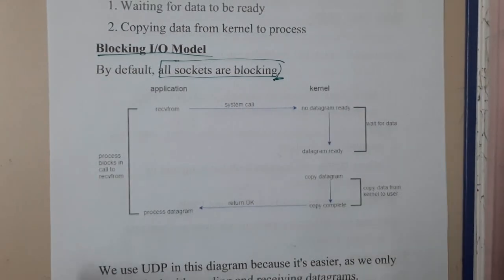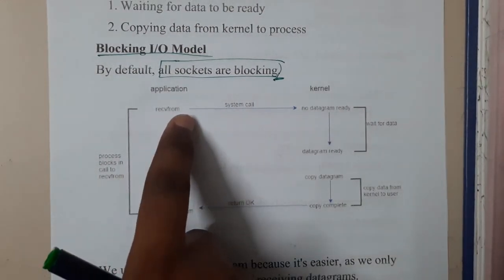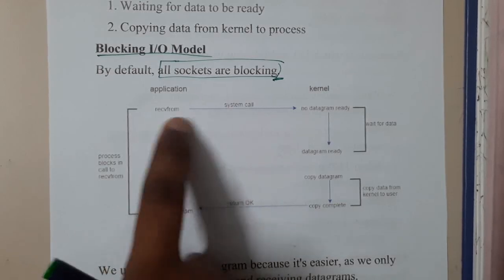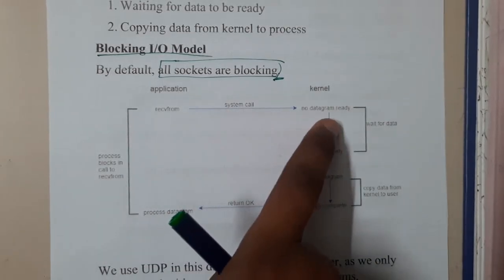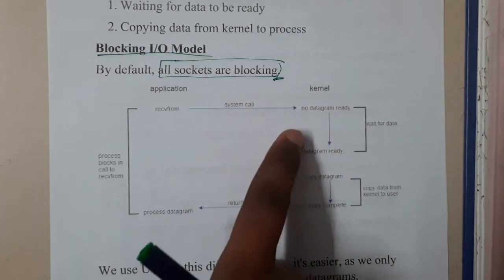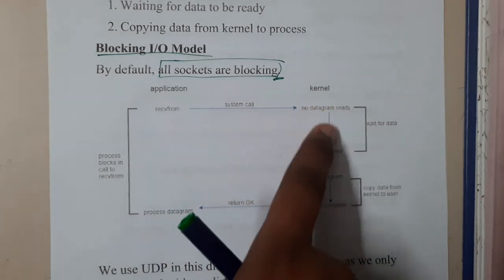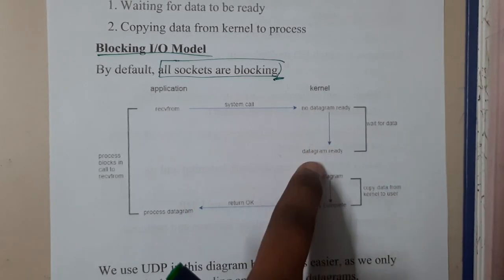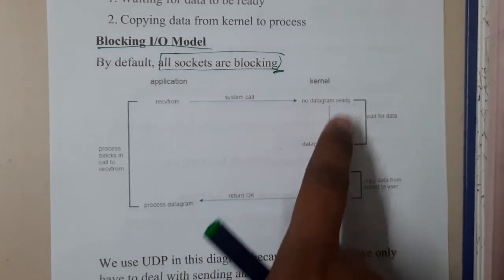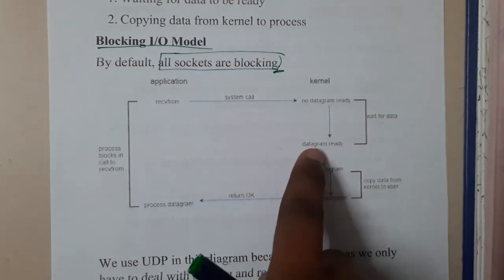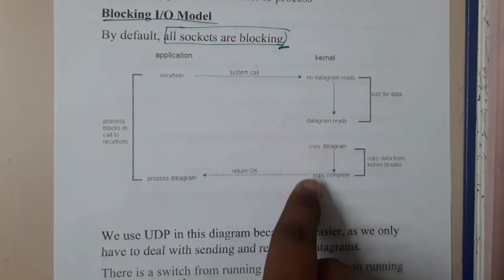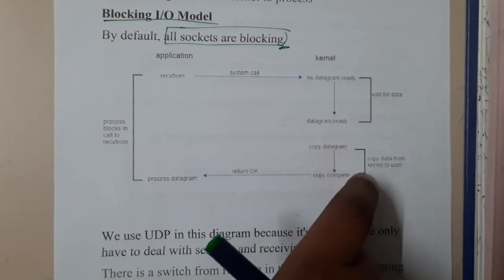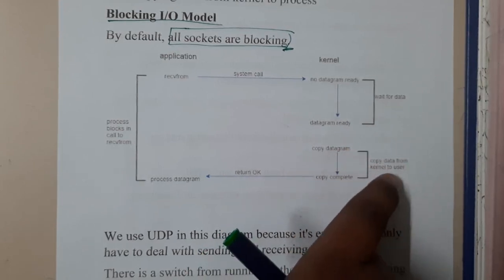Initially, you want to receive. This is the application and this is the kernel, guys. You want to receive some data, so you send a system call, and initially the datagram is not ready. So you wait for some time. Once the datagram is ready, you go through datagram ready. This process is nothing but waiting for data. And once the datagram is ready, you copy it down. So copy datagram and copy completed. This phase is nothing but copying the datagram from kernel to user.